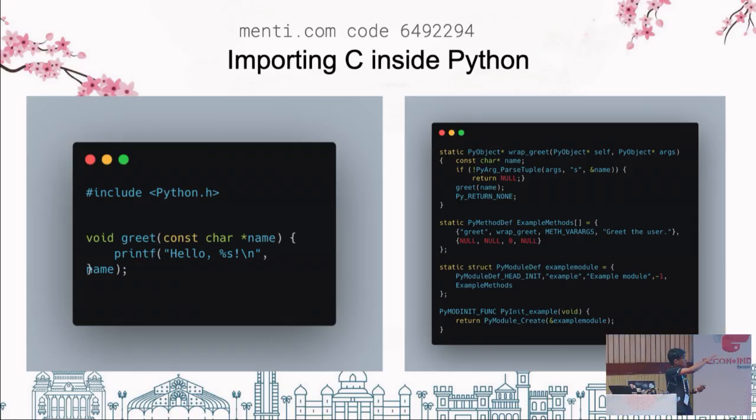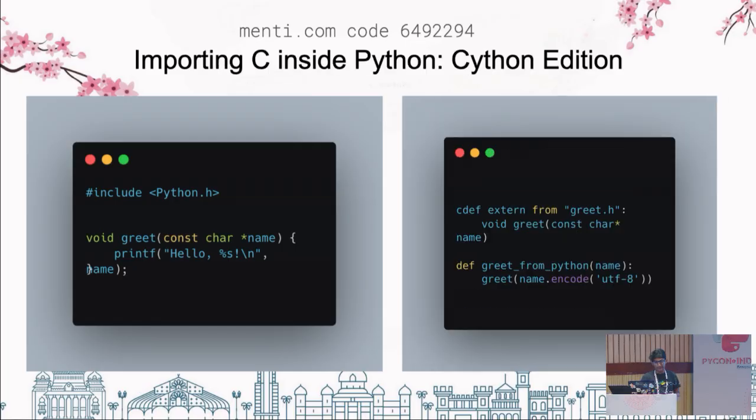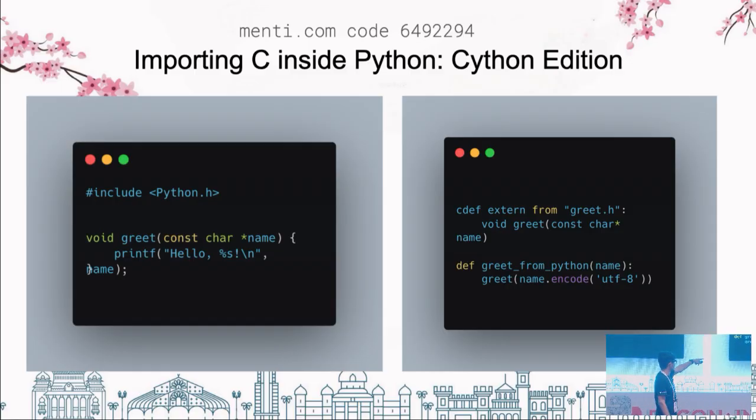Okay, so you can see the amount of code you need to write. But the Cython version is very easy. With Cython you just extern it from the header file and you just encode it, and you just need to take care of the encoding and you are good.